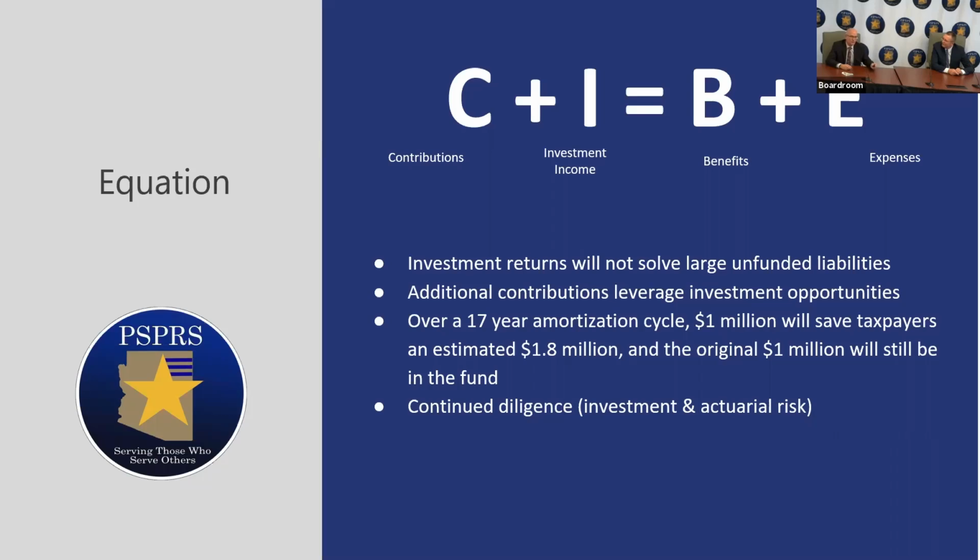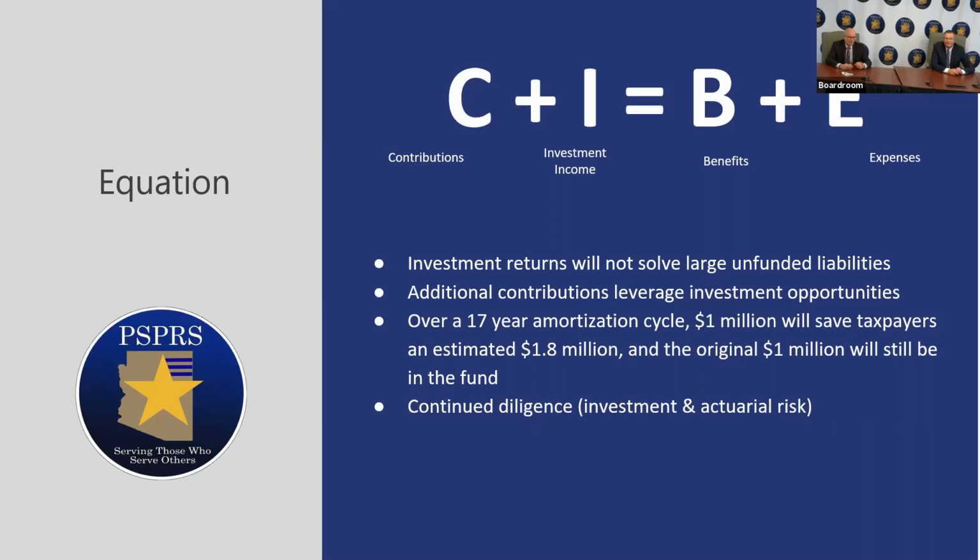The actuaries put together an estimate over a 17-year amortization cycle, and an additional $1 million will actually save taxpayers an estimated 1.8 million in contributions. So having that upfront contribution will reduce the contributions over the long term. And when you get to the end of that 17 years, you still have the original 1 million that was put in, and it will still be earning investment returns for the long term.